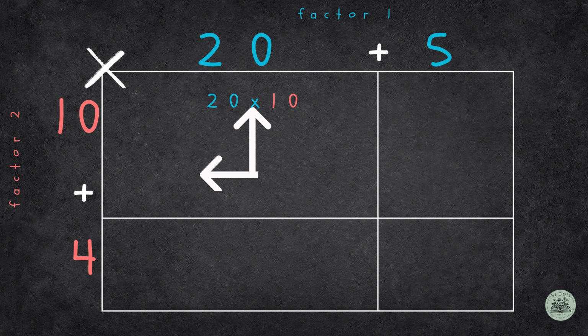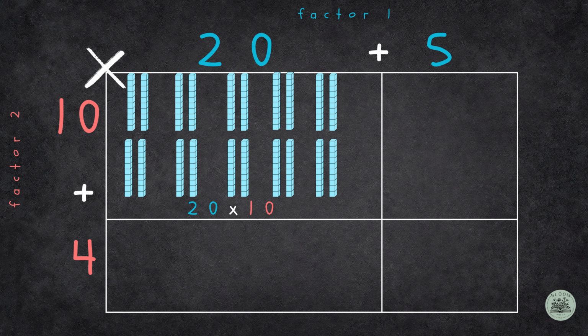So I have 20 times 10 for the first box. In this example, I'm choosing to show 20 times 10 using base 10 blocks. I have 10 different groups of 20. I move to the next box.